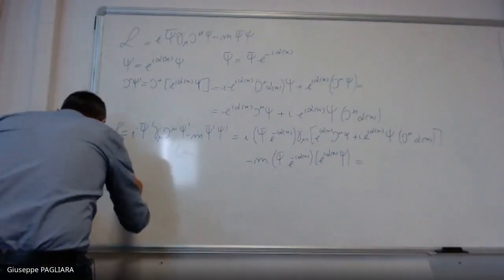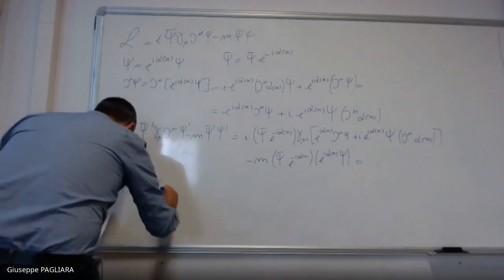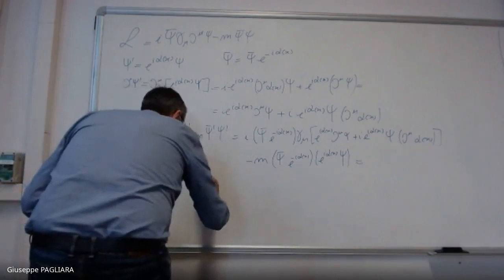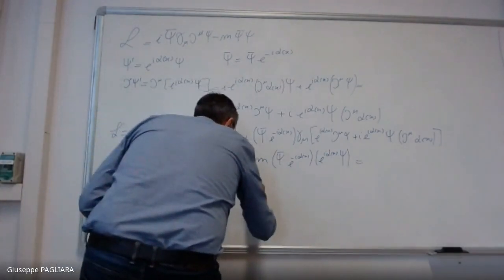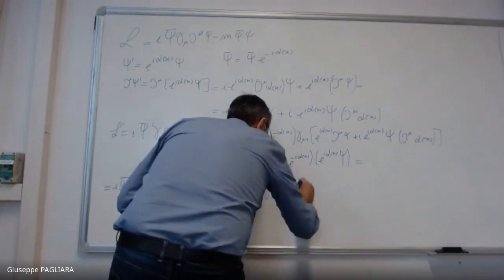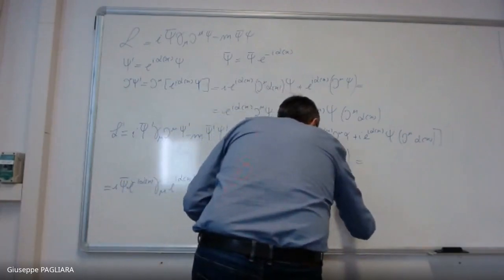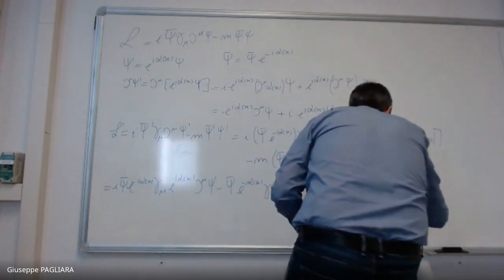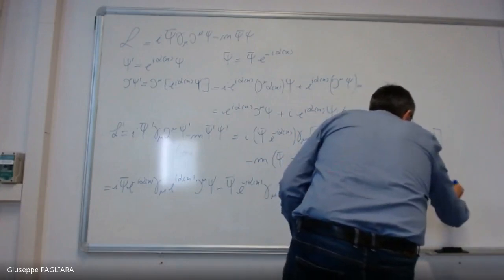i psi bar e to the minus i alpha of x gamma mu e to the i alpha of x partial mu psi, minus psi bar e to the minus i alpha of x gamma mu e to the i alpha of x psi partial mu of alpha of x, and then we have minus m psi bar e to the minus i alpha of x e to the i alpha of x psi.